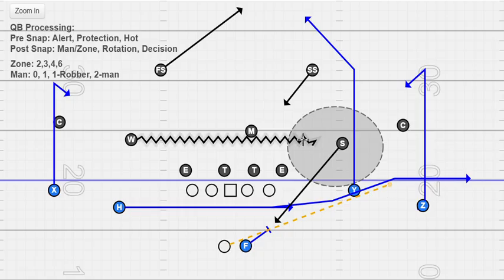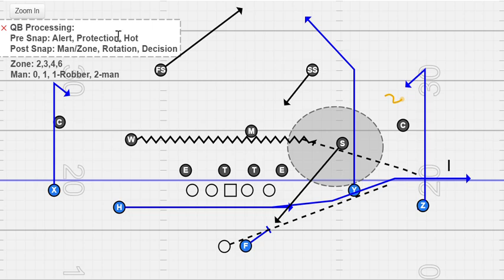Now, if we had a situation where this guy was really covered, right, then we would simply process ourselves back to the second look here. This is 1, and this would be 2. The alert would be off because we have a single high safety. The alert is not there, and this is how we would process this play.